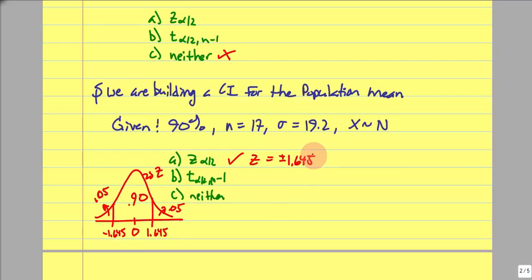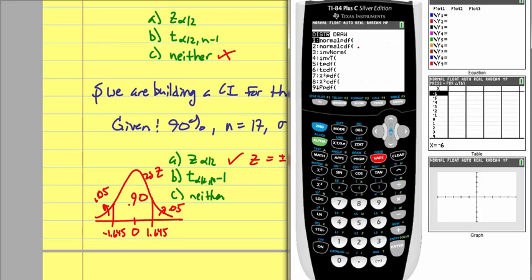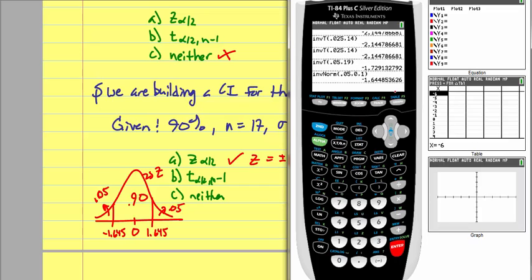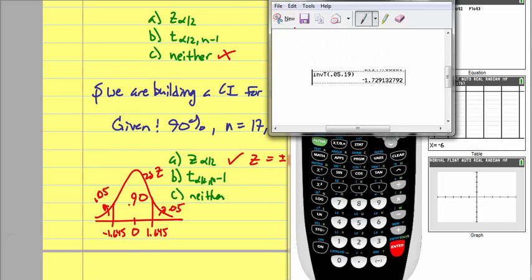Now remember, we can also use our calculators for this one as well. So on this one, we do second DISTR. We would do inverse normal, which is option 3 on this calculator. The area to the left is 0.05. The mean is 0, and the standard deviation is 1. And here I get that value of negative 1.645. So we can use our calculator for the inverse normal as well.